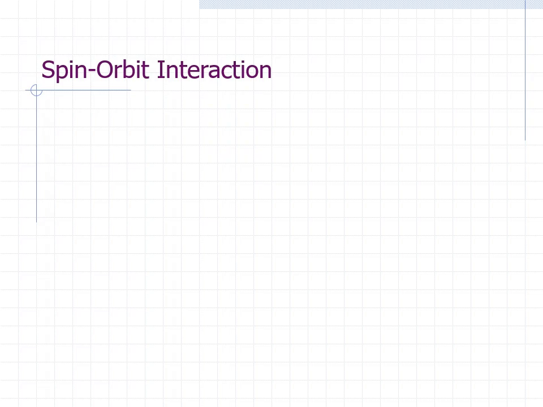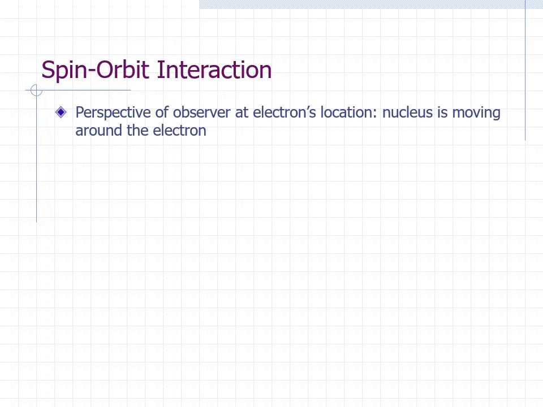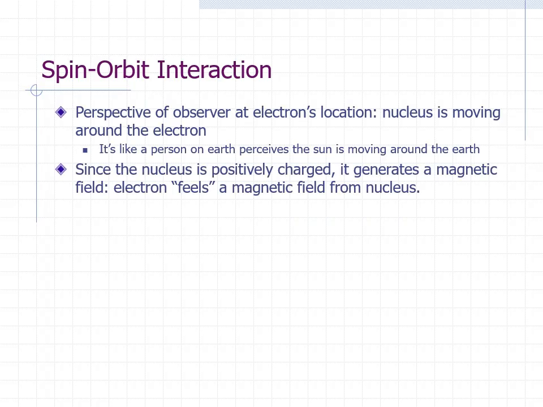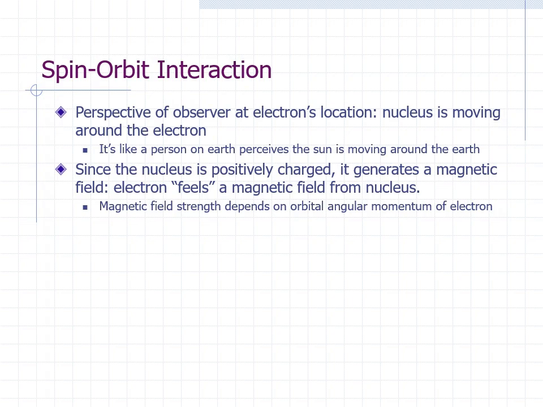So what is spin-orbit interaction? It's something that we need to add to the potential energy of the electron because of spin. Let's see why. From the perspective of an observer at the electron's location, it's as if the nucleus is moving around it in much the same way that an observer on Earth perceives the sun as moving around the Earth. Since the nucleus is positively charged, it generates a magnetic field that is felt by a charged particle at the electron's location. The strength of the magnetic field is correlated with the electron's orbital angular momentum.